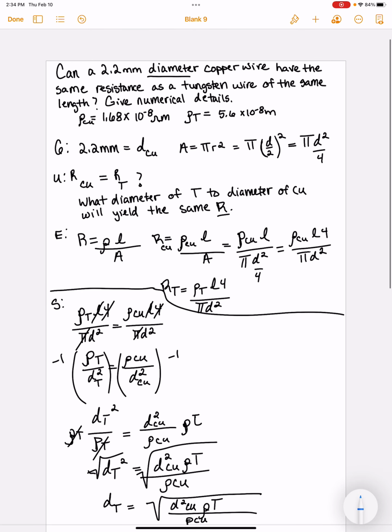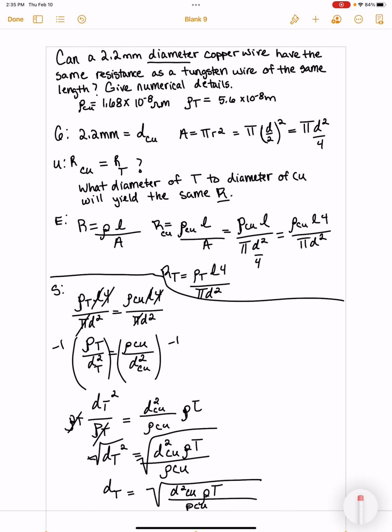Okay, so I have already written out this first problem just so that this video doesn't get super long, because I want to do a couple of problems. And so we're going to go over resistance.